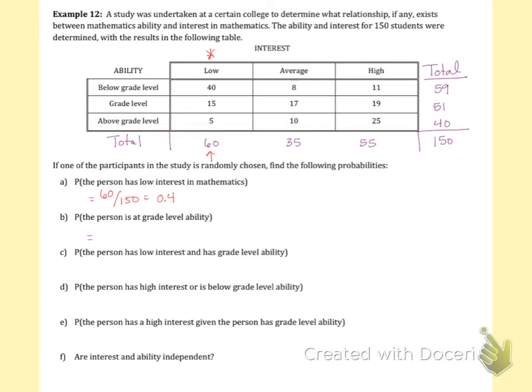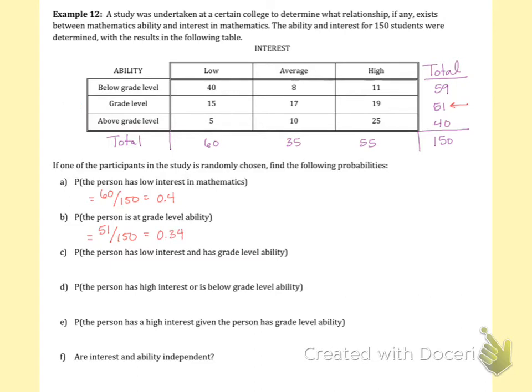For part B, it says, what's the probability the person is at grade level? So now I'm looking at the row grade level, and we have 51 out of the 150 students who are at grade level. And this is the decimal 0.34.